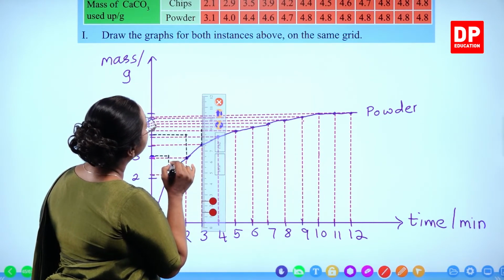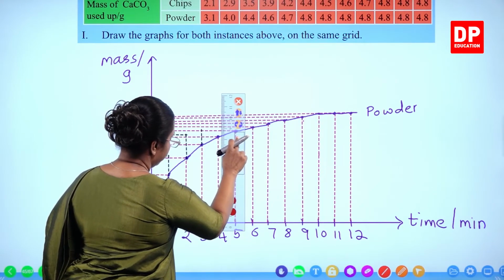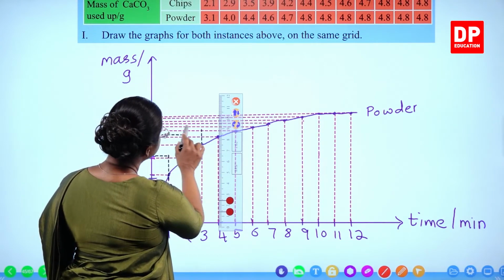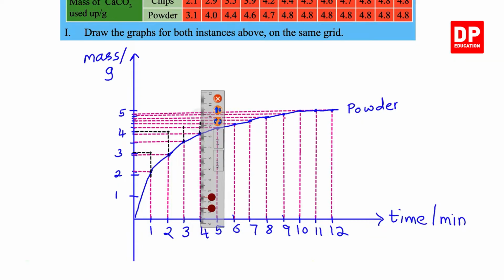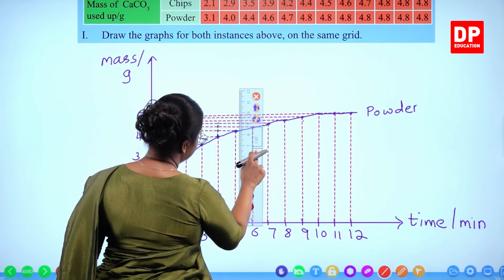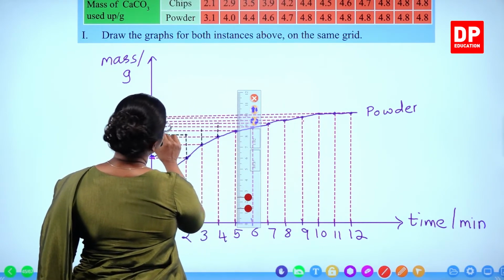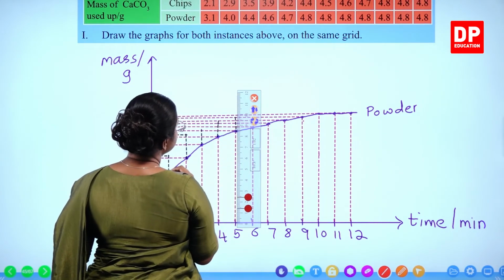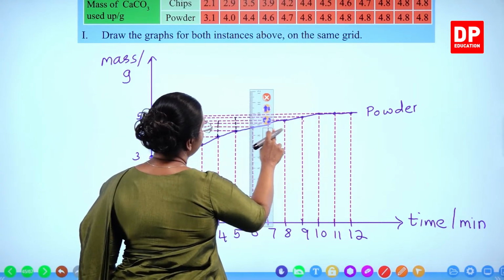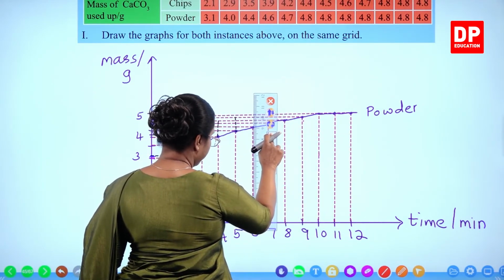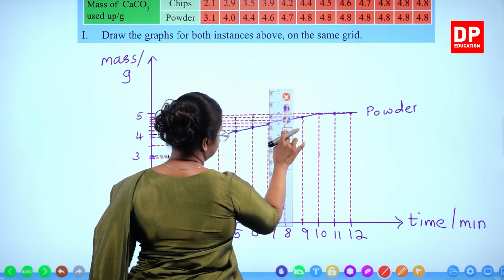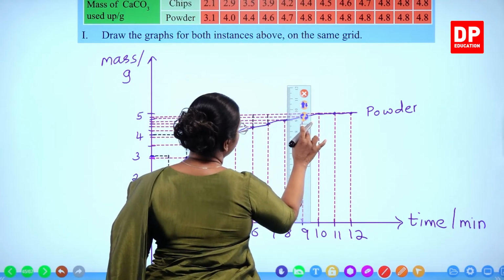Then we have 4.6. 4 minutes, it's going to be 4.6. So, here 4.6 is up to this point. Then thereafter 4.7 and after that it's all 4.8. So, 4.7 is here. 4.6 is there. Right. So, thereafter all the points are up to 4.8. Everything needs to go up to 4.8.